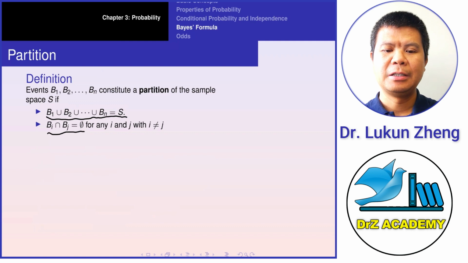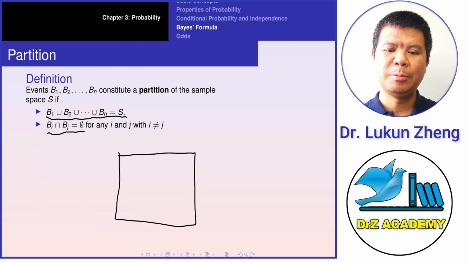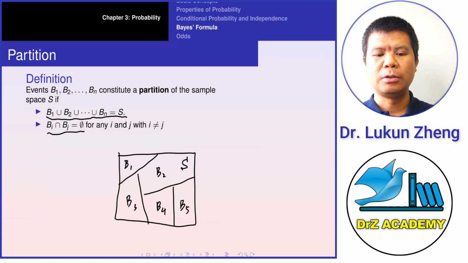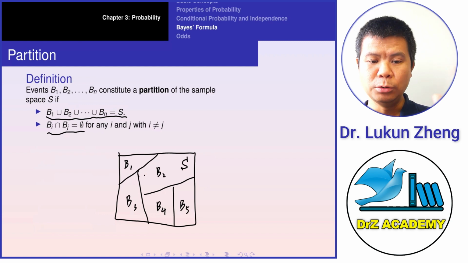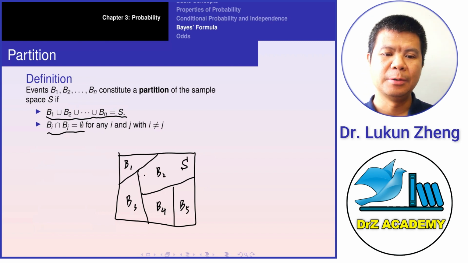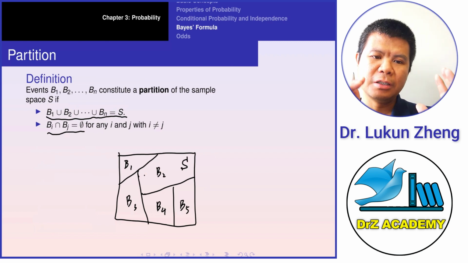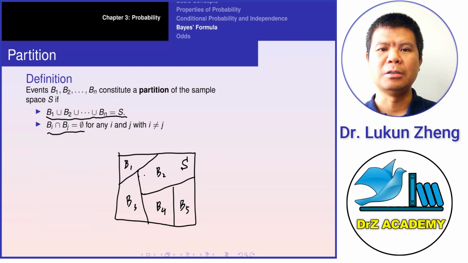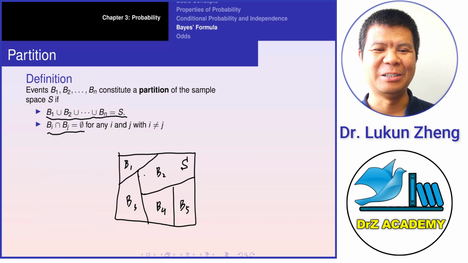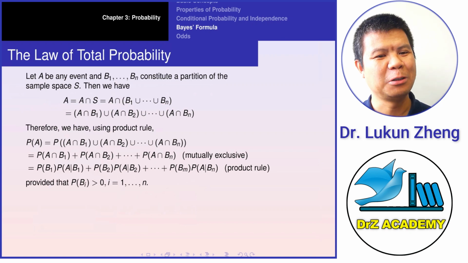So this is the sample space, and you can have different partitions, say B1, B2, B3, B4, and B5. They are disjoint, and their union is the sample space. So then we say these events constitute a partition of the sample space. With this concept, we can introduce the law of total probability.